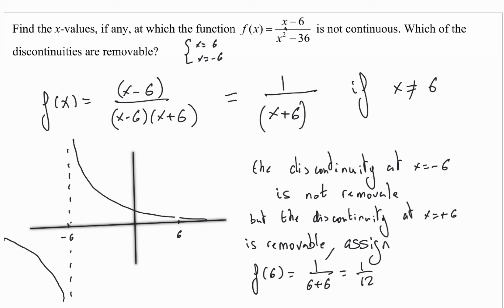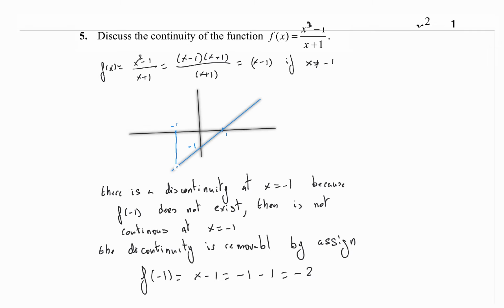And now you find 2 points. At x equals minus 6, the discontinuity is not removable. At x equals 6, the discontinuity is removable. Let's go to the next problem.